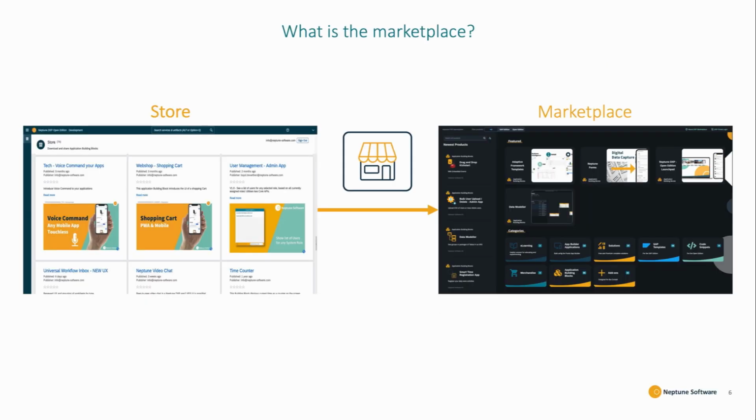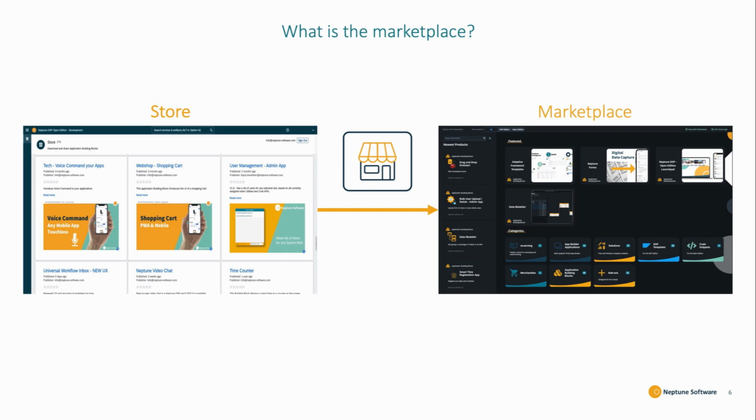So first off, what is the Marketplace? The Marketplace is a direct replacement of the old store. As you might know, the old store was available in both the Open Edition and the SAP Edition. So is the Marketplace. But the Marketplace is a big step on top of what the store used to be. Why is that? Well, basically, the Marketplace allows you to do a lot more than just download building blocks.